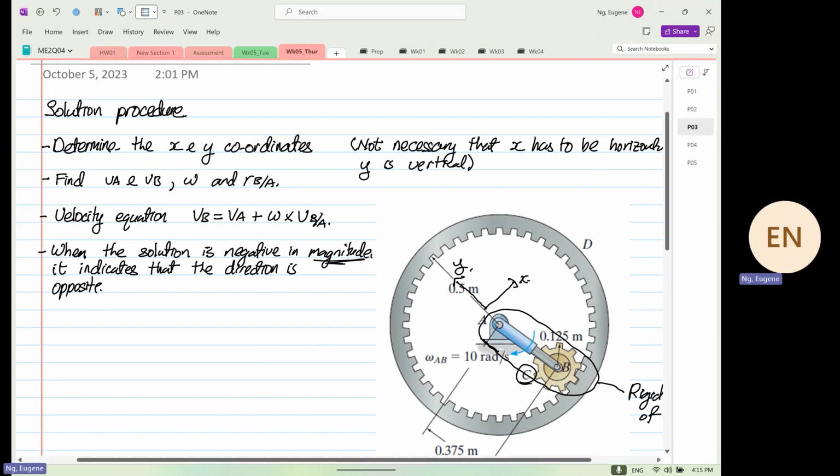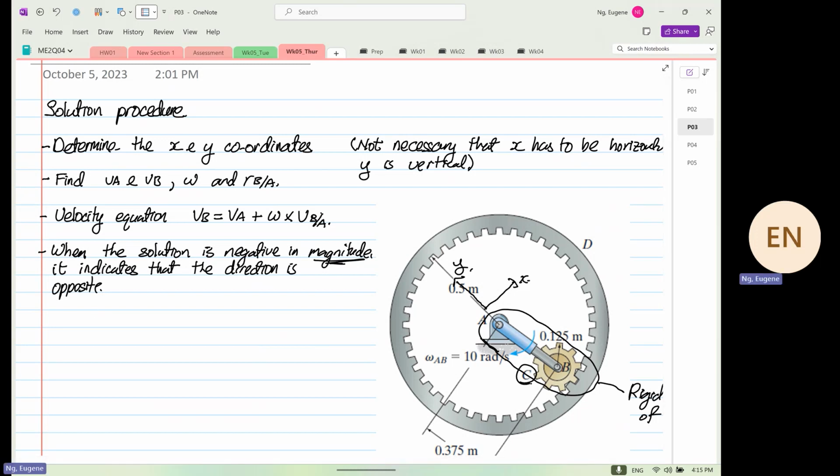Okay, straightforward. Yes. Isn't it like RBA, not V? Yeah, it's RB over A. A is your reference point. So VB is equal to VA plus omega cross RB over A. Oh, you caught me. Okay, thank you.